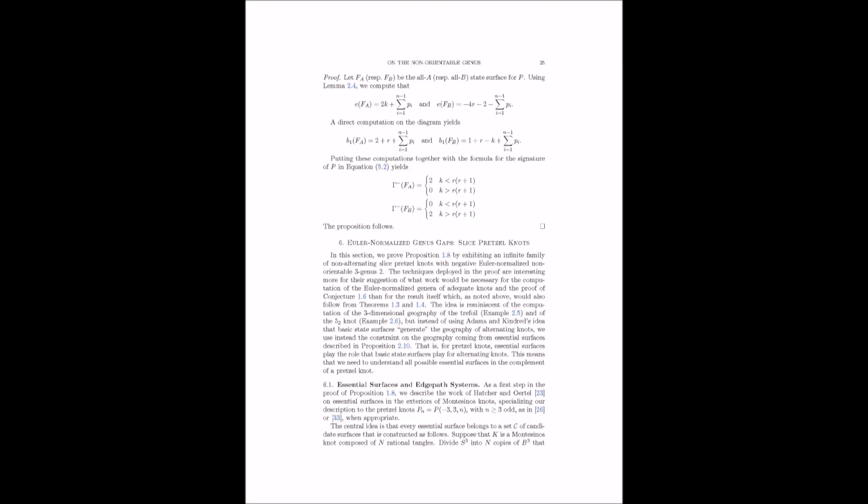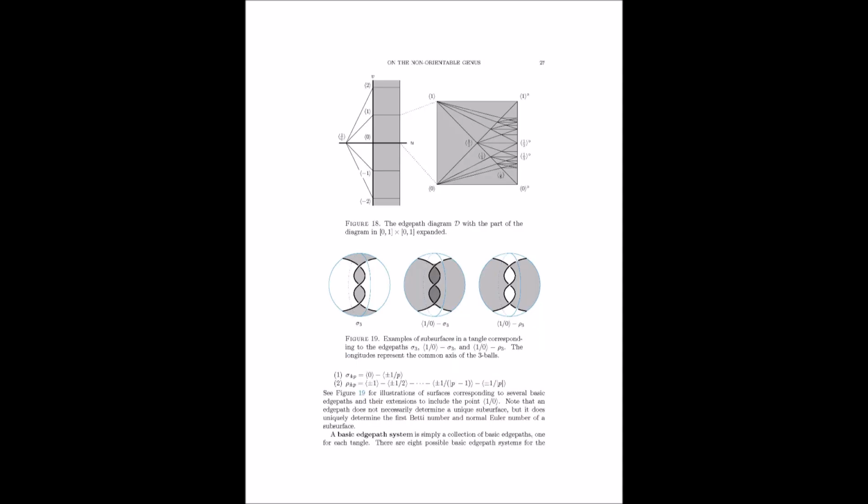Okay, let's visualize this. Imagine a 2D graph. The horizontal axis is the twisting, the Euler number e. The vertical axis is the complexity, the Betti number. Okay, I have my map. Now, every possible surface you can build that fills your knot corresponds to a single dot, a single coordinate on this graph.